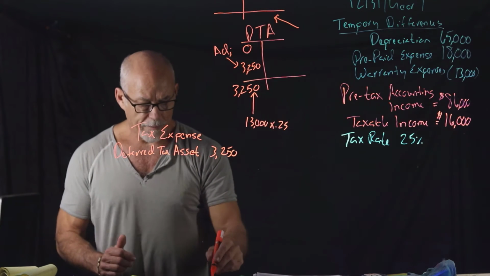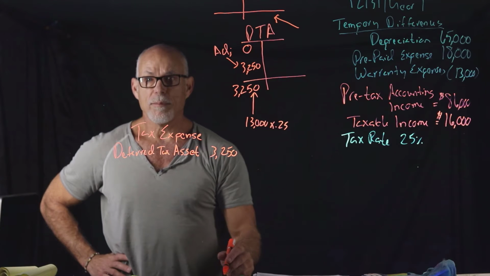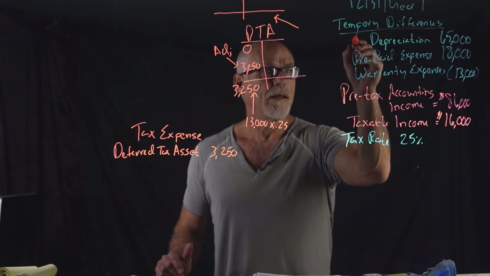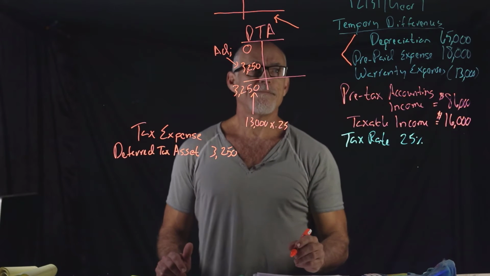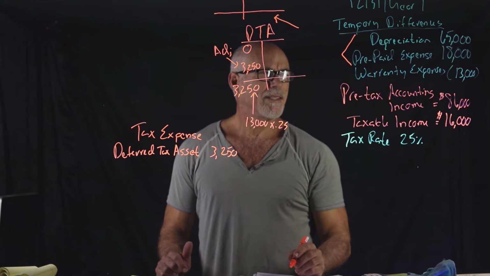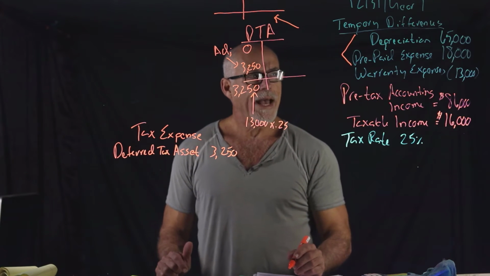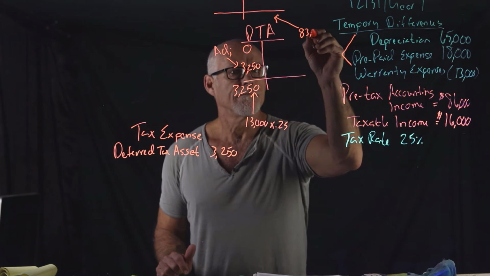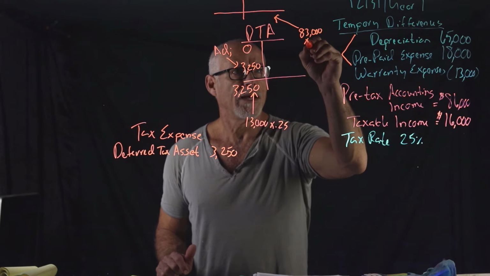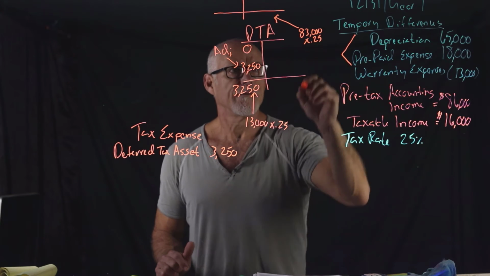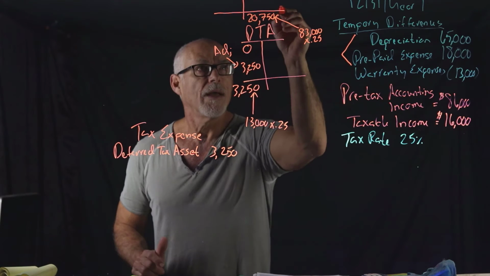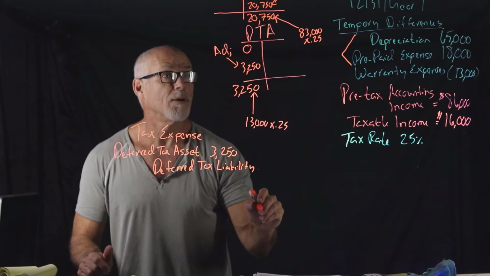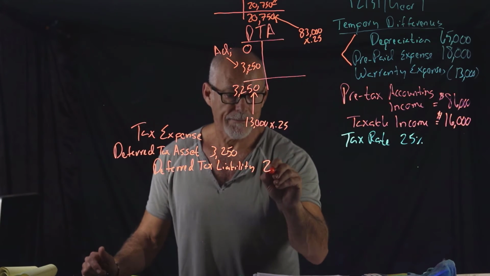All right, so the deferred tax liability starts out at 0 because this is the first year. The balance needs to be these two things put together, which is going to be $83,000 times 0.25. And that is my adjustment as well. And that would be for $20,750.